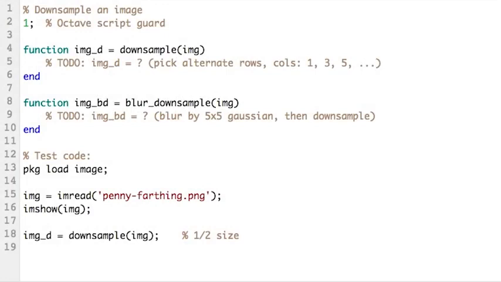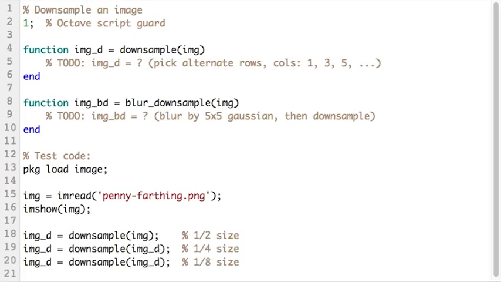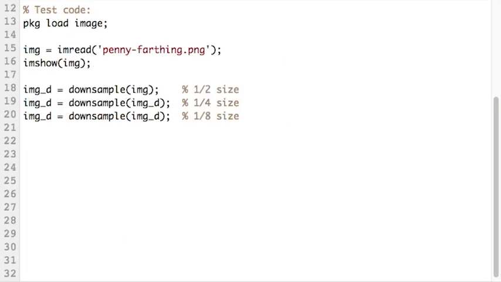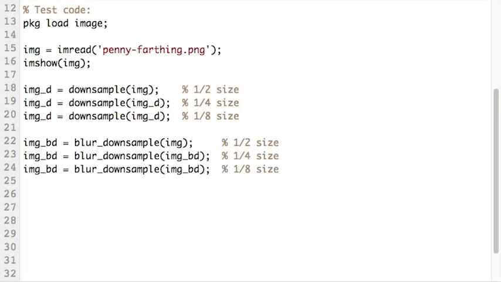Okay, to relieve that guy of his misery, let's downsample the image. This should be half the original size, that is half width, half height. Once more, and a third time. Let's do the same with the blur and downsample function. Alright, now we have two images, 1/8 the original size.